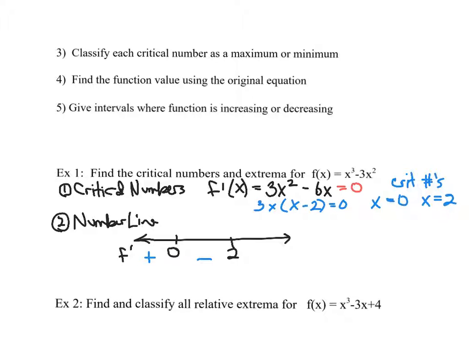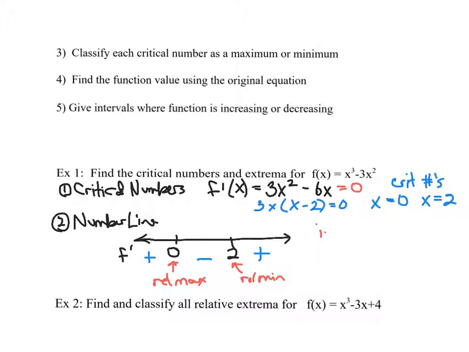After the number 2, I can pick 3. So 3 times 3 is positive, 3 minus 2 is positive, positive times positive is positive. So from this, I can then see that 0 must turn out to be a relative maximum point because my derivative switches from positive to negative. 2 turns out to be a relative minimum point because I see that my derivative switches from negative to positive.